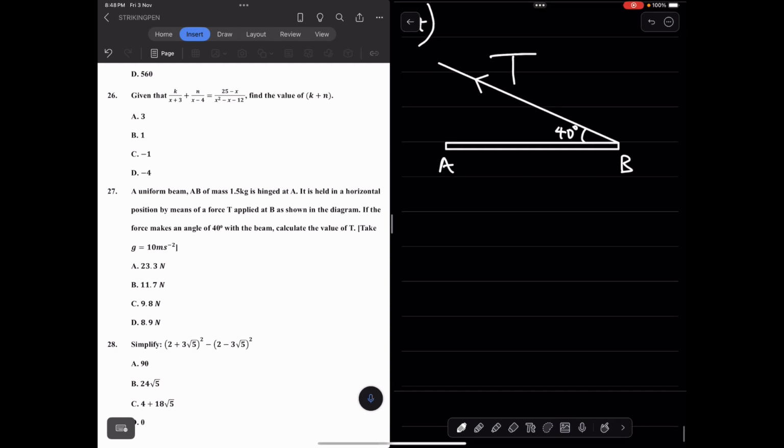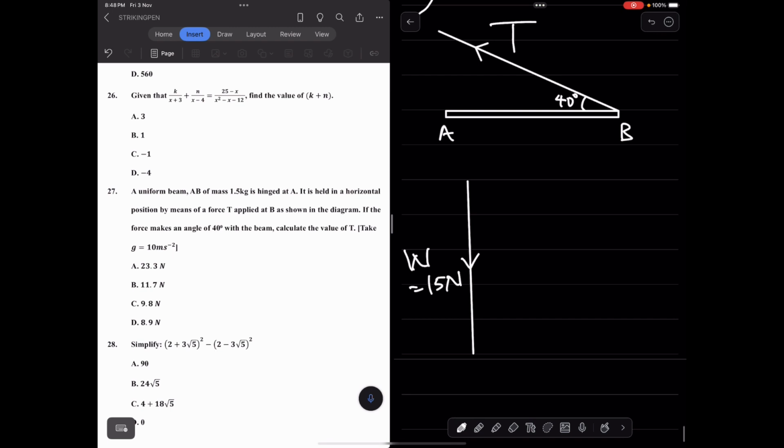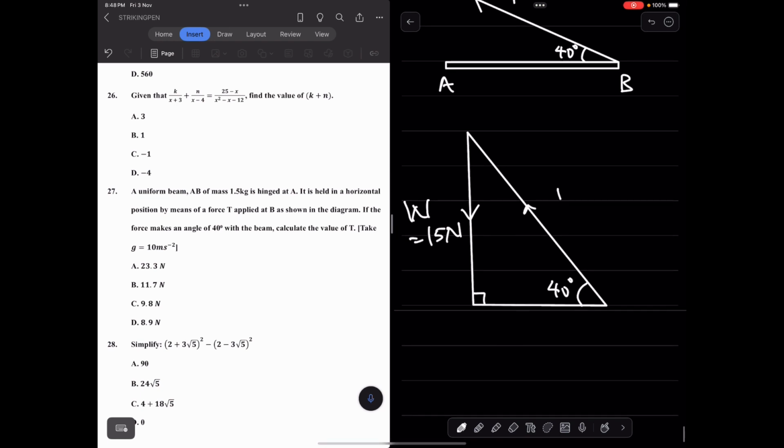First of all, let me represent the weight and the force T using a triangle. Let that be the weight of the beam. Weight W is going to be equal to 15 newtons since mass is 1.5 kilograms, and let this be the force T, and this is the horizontal. That's a right angle triangle. So this is the inclination, and that's 40 degrees. Now, what do we need? We want to find T.